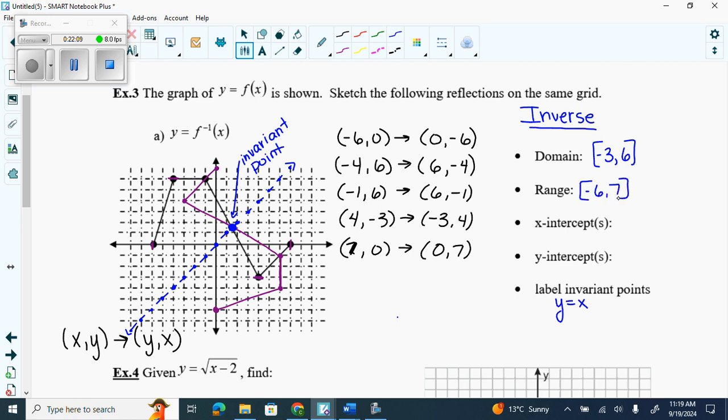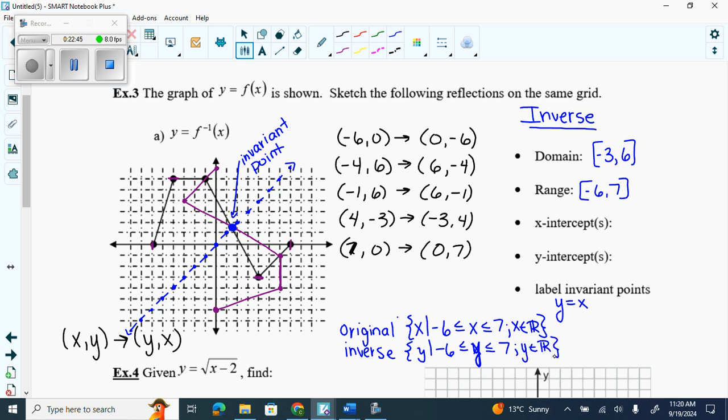And the reason why, just to show it to you, is the original domain in set notation is negative 6 is less than or equal to x, less than or equal to 7, x is real. And what did I tell you happens when it's the inverse? What do those x's become? Y. So in set notation, it's actually more obvious that it switches. So this would become y such that negative 6 is less than or equal to y, less than or equal to 7. This was the domain of the original, but now it's the actual range of the inverse, right?